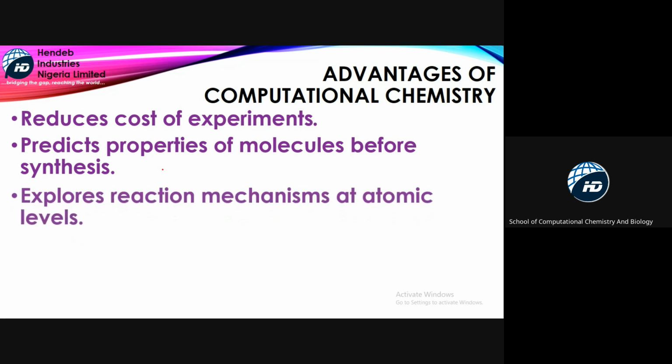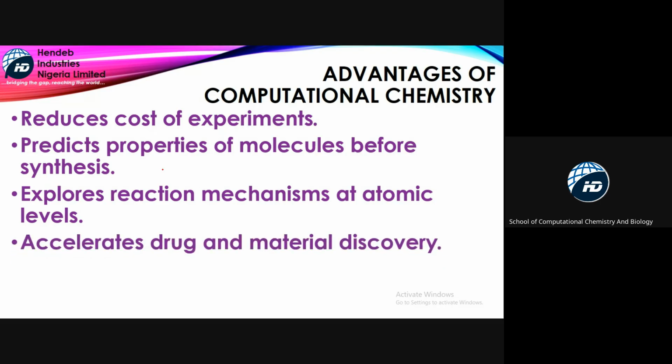You can know the properties. Now it exploits reaction mechanisms at the atomic level. So I've talked about that. It helps to accelerate drug and material discovery. With the knowledge of computational chemistry, you can now speed up the rate of drug discovery. It becomes faster. And even in material science, you can develop materials used in industry and their applications. You can do that so fast with computational chemistry.